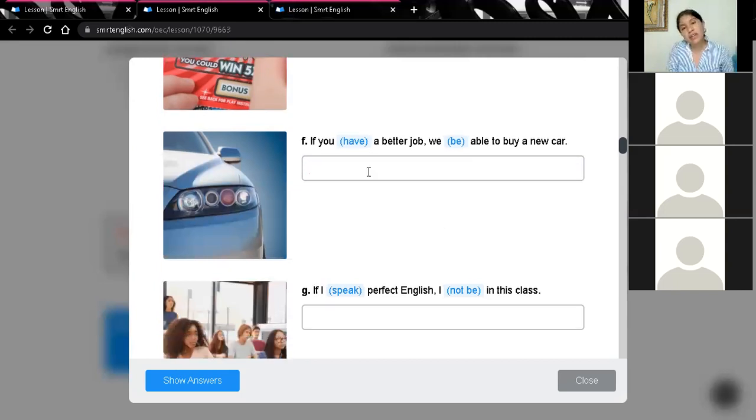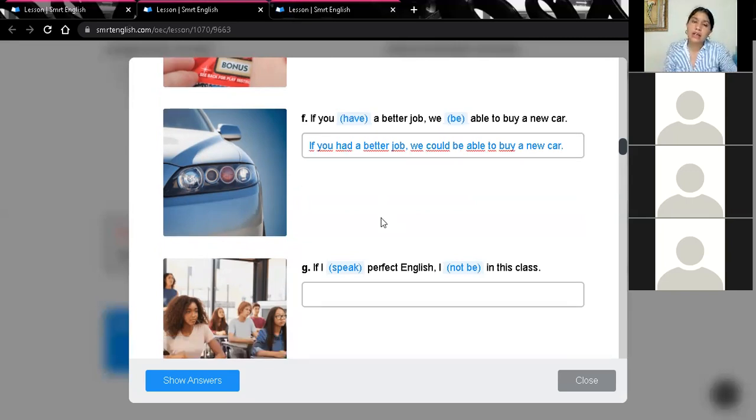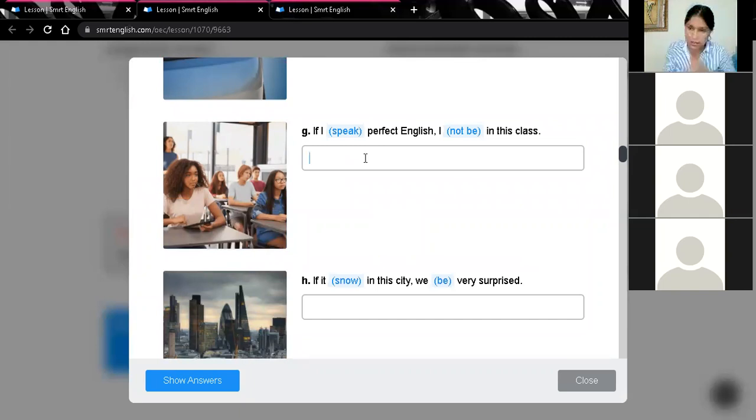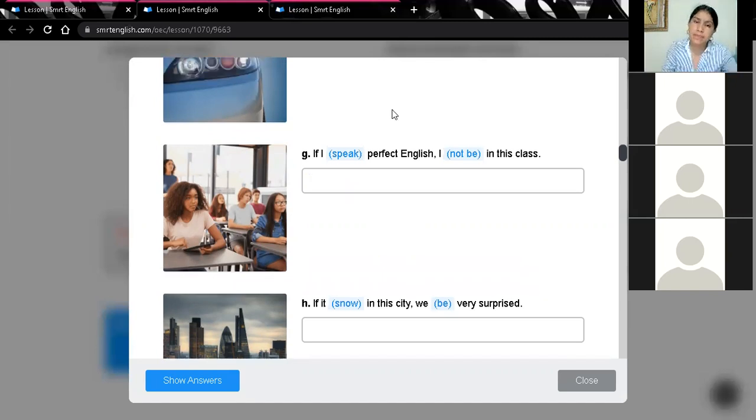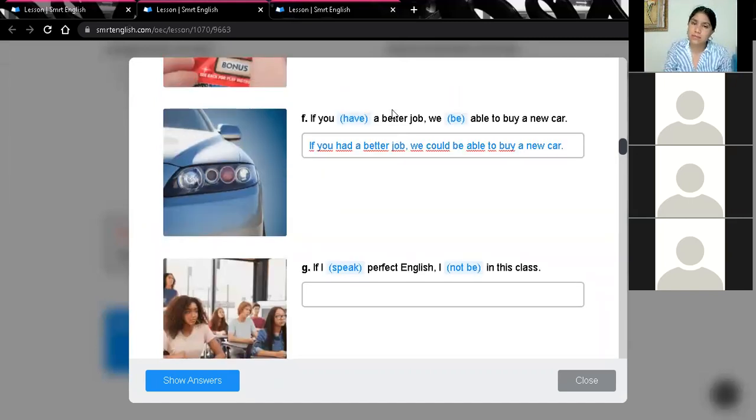Okay, letter F, Alondra. If you had a better job, we could buy a new car. Very good. Jose, letter G. No, it's Guillermo's turn, sorry. Guillermo, letter G. Can I see the last example, please? If you had a better job, we could buy a new car. Oh, thanks. You're welcome. Letter G, Guillermo, please.